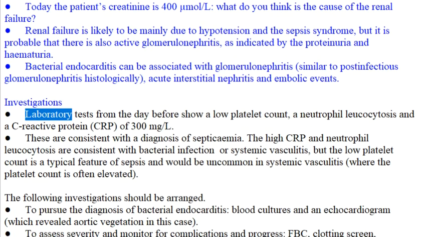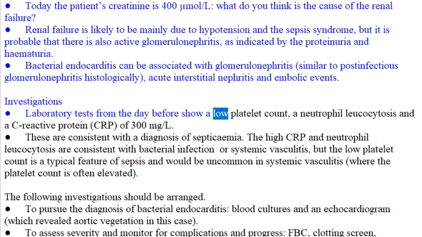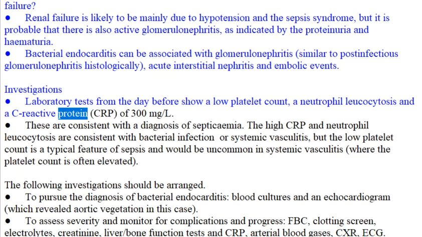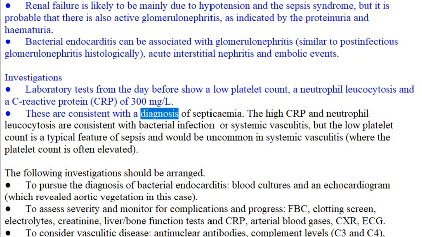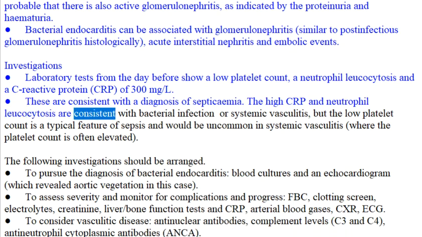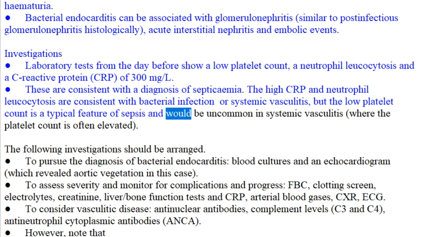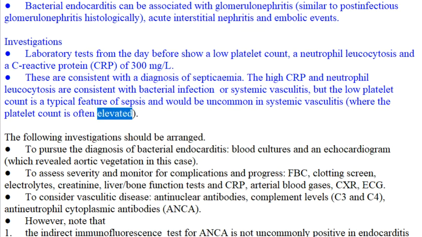Investigations. Laboratory tests from the day before show a low platelet count, a neutrophil leukocytosis and a C-reactive protein, CRP, of 300 mg/L. These are consistent with a diagnosis of septicemia. The high CRP and neutrophil leukocytosis are consistent with bacterial infection or systemic vasculitis, but the low platelet count is a typical feature of sepsis and would be uncommon in systemic vasculitis, where the platelet count is often elevated.